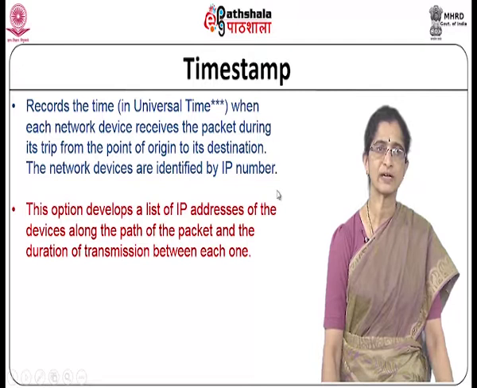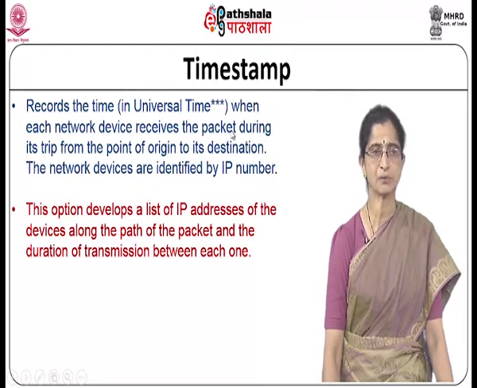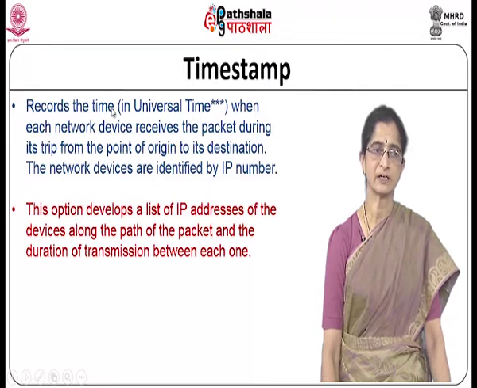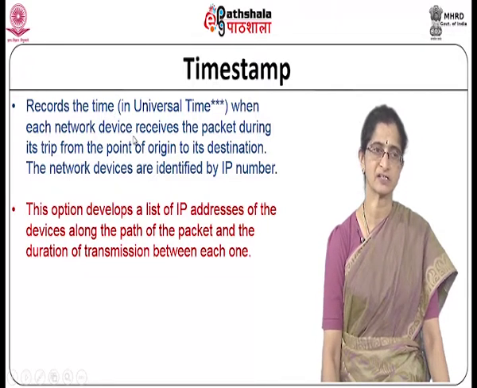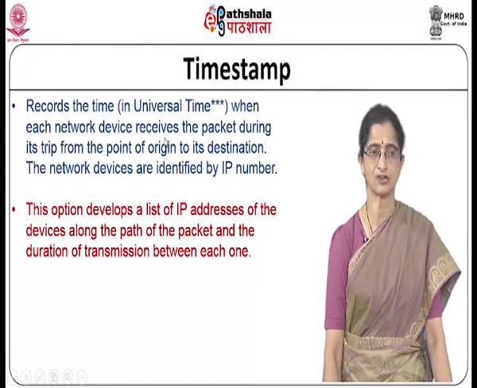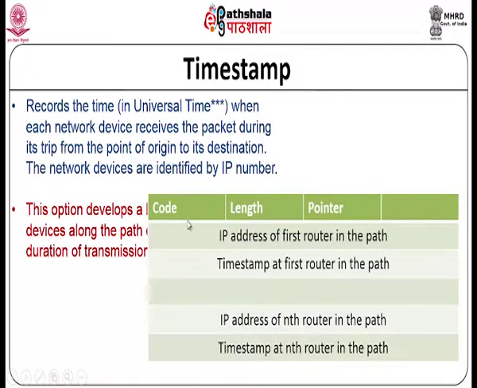The last option that we will look at is the timestamp option. In the timestamp option, the time at which each network device, that is each router, receives a packet is recorded. So you can see what we have over here. Just as we saw in the case of the record route option, you have the IP address of the router, and along with that you also have the timestamp information. This timestamp field actually has two different fields that need to be filled in. One is the IP address of the first router in the path, and the timestamp of the first router. Similarly, for every router that it visits, the IP address of that router and the timestamp of that router will be specified.